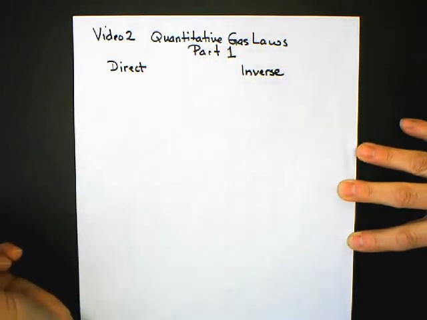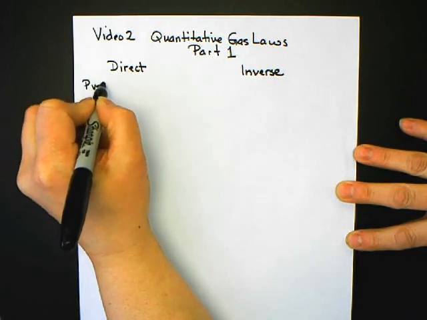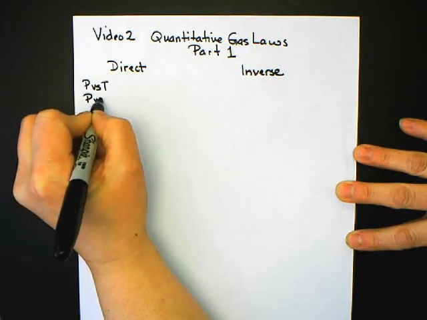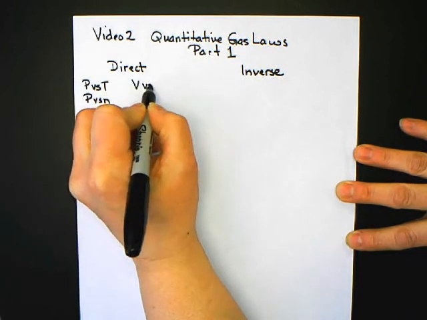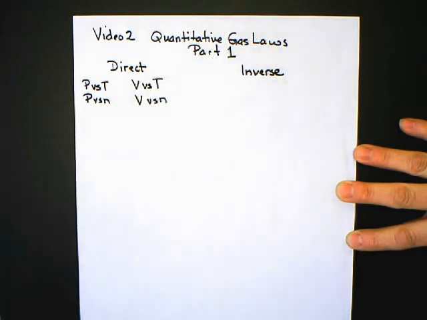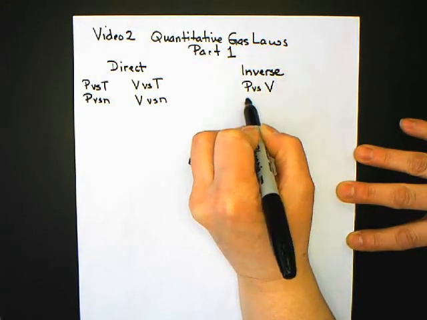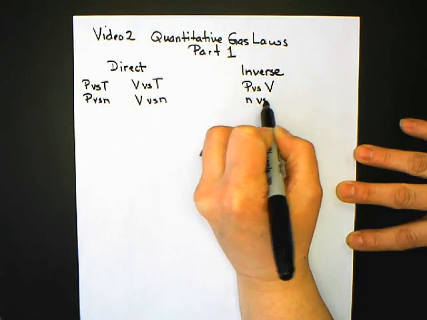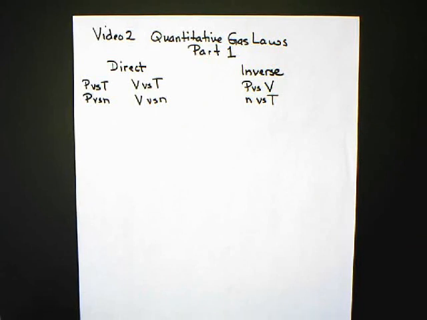So if you go back and look at everything, the direct relationships were pressure versus temperature and pressure versus moles, as well as volume versus temperature and volume versus moles. But that leaves us with two inverse relationships, pressure versus volume and temperature versus moles, or moles versus temperature. So now let's focus on just the direct relationships.